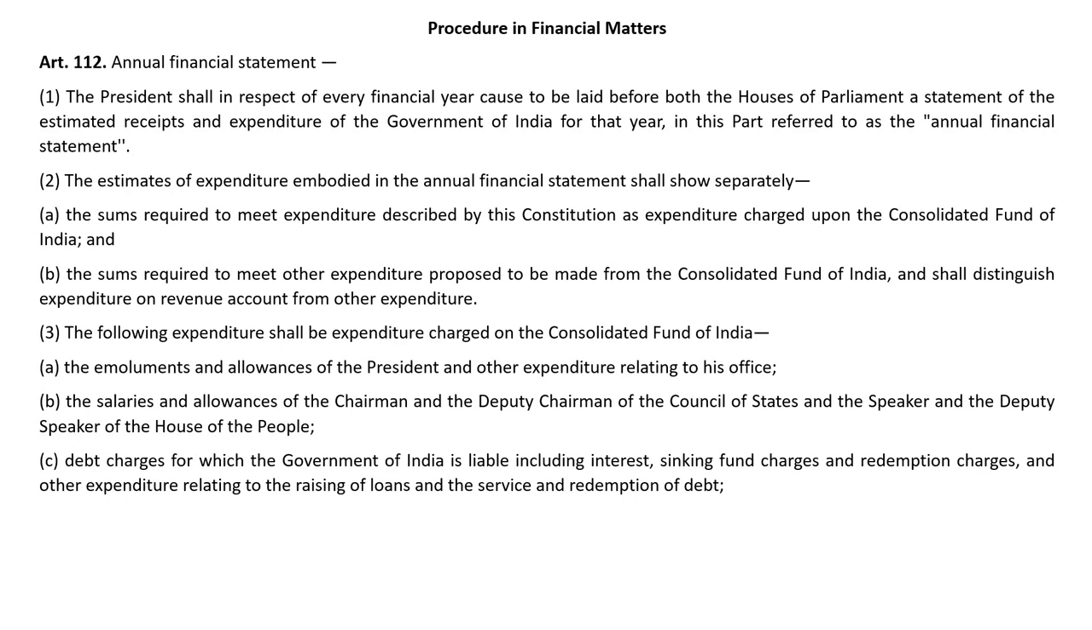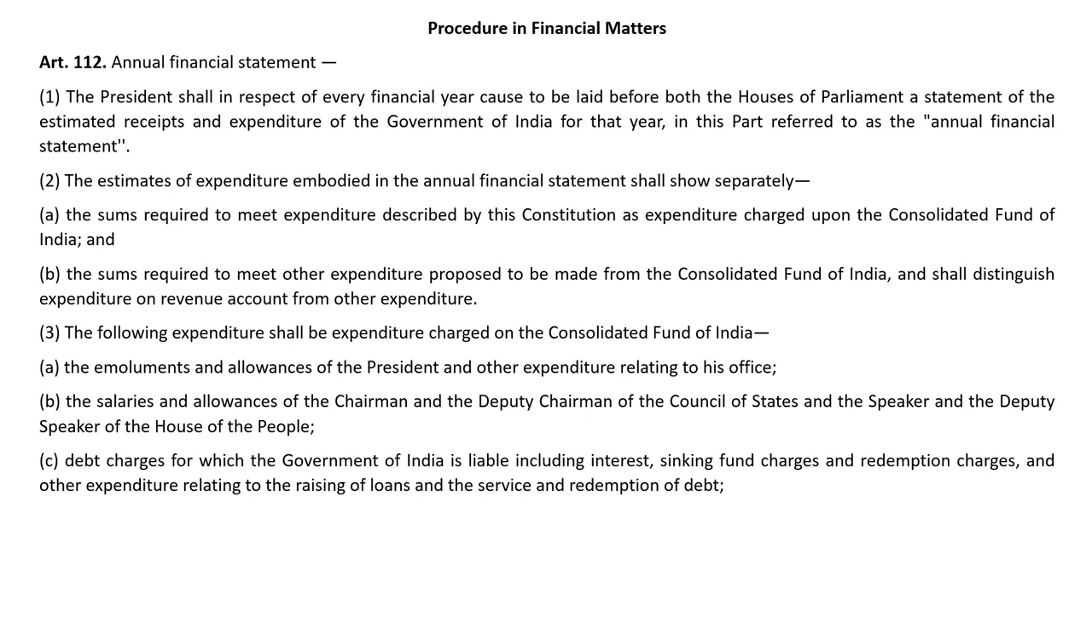Procedure in financial matters. Article 112, Annual Financial Statement. The President shall, in respect of every financial year, cause to be laid before both the Houses of Parliament a statement of the estimated receipts and expenditure of the Government of India for that year, in this part referred to as the Annual Financial Statement.